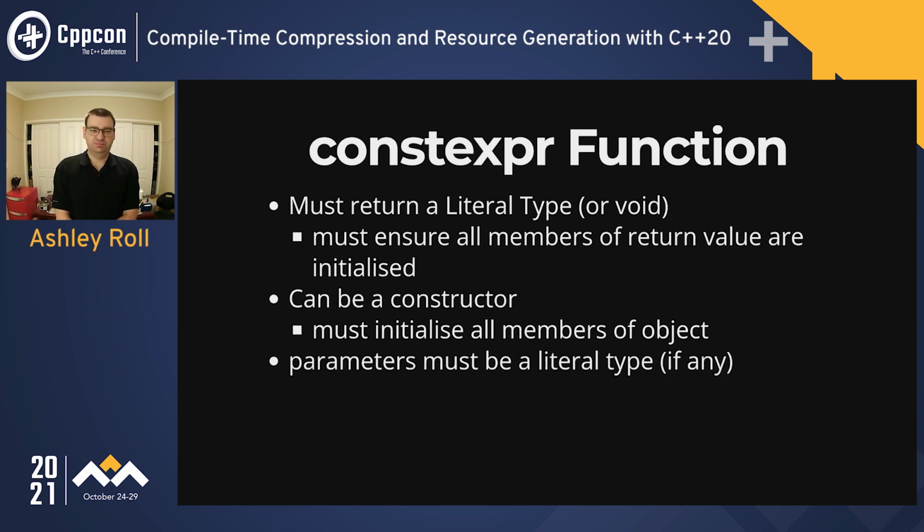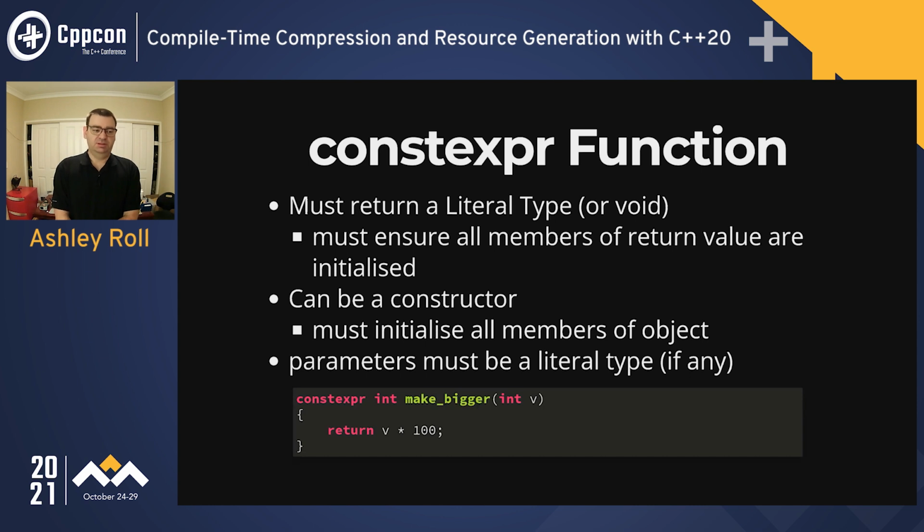Parameters to constexpr functions can be any literal type. And an example like this. So we have a function called makeBigger that takes an integer and returns it 100 times larger. It's quite a simple thing, but we're going to build on that and get some complex behavior out of it.